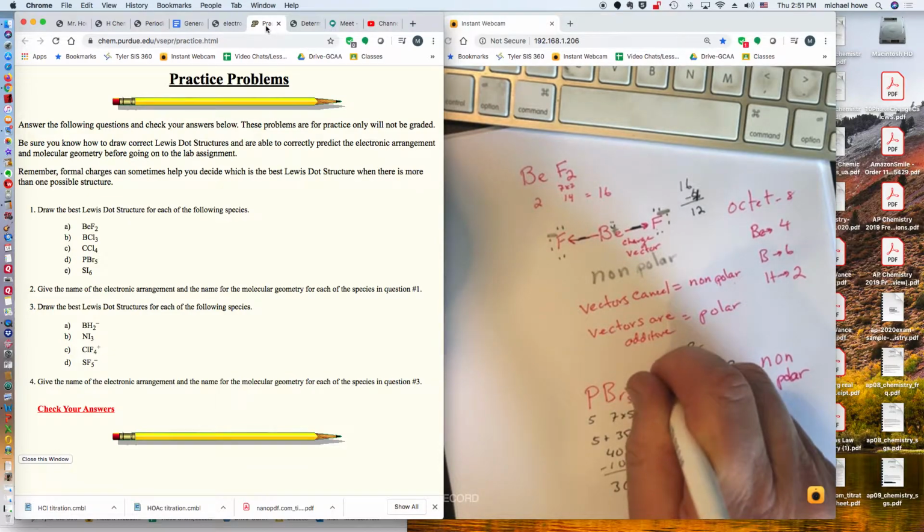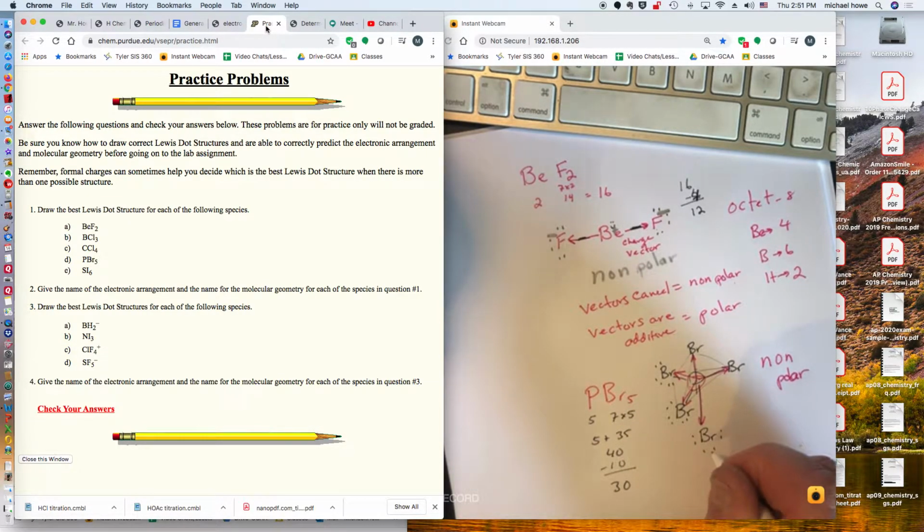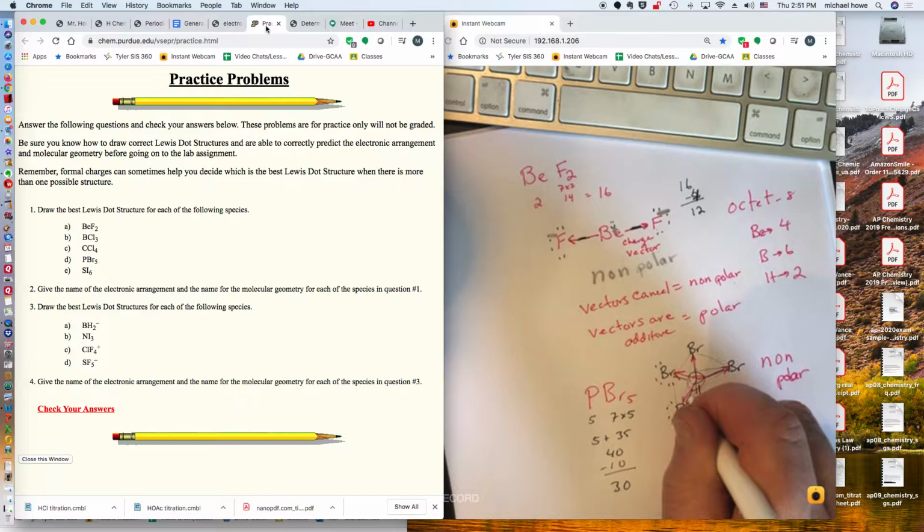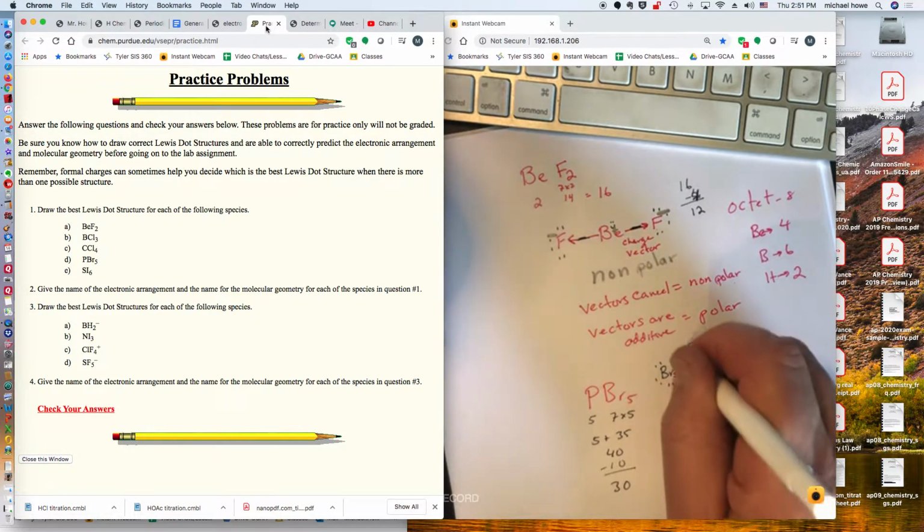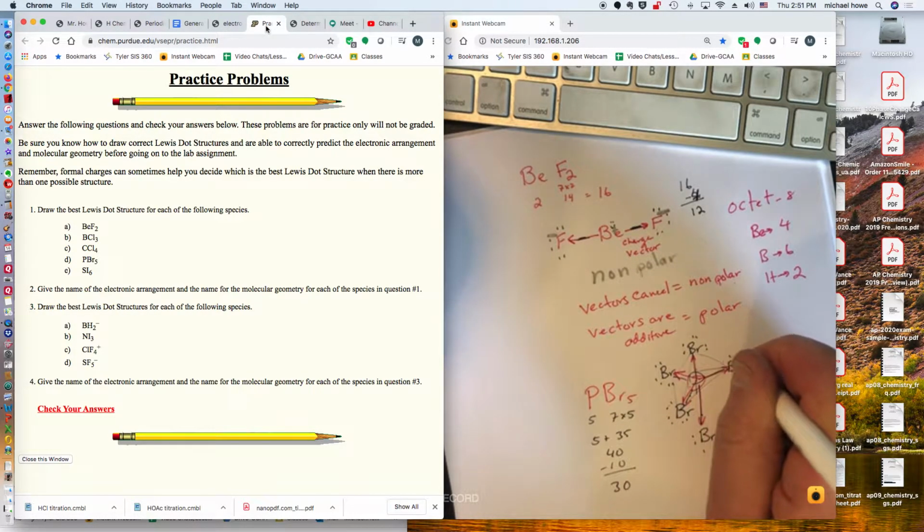1, 2, 3, 4, 5, 6. Now, I'm counting 6, but am I really going to have 8? Yeah, because 2, 4, 6 plus these 2 make 8. Same here. Same here. Same here.